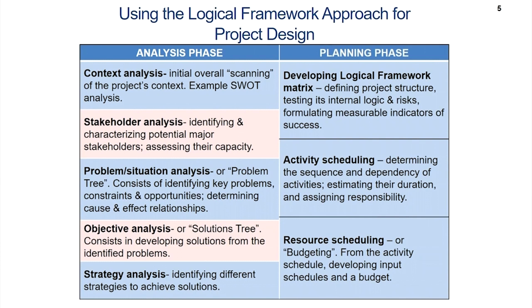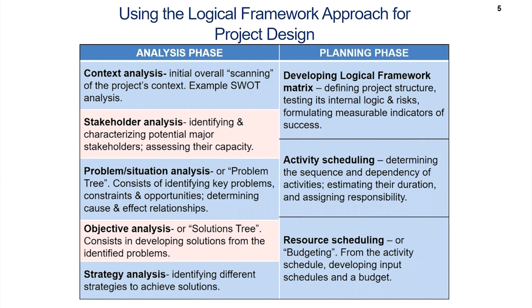So, context analysis gives us an initial overall scanning of the project's context, and this is where the SWOT analysis is often used for understanding the context, because you are looking at the strengths, weaknesses, opportunities and threats that are inherent within the research problem that we are studying. Stakeholder analysis helps us in identifying and characterizing potential major stakeholders and assessing their capacity. Problem analysis, also called situation analysis, results in a problem tree kind of a thing.